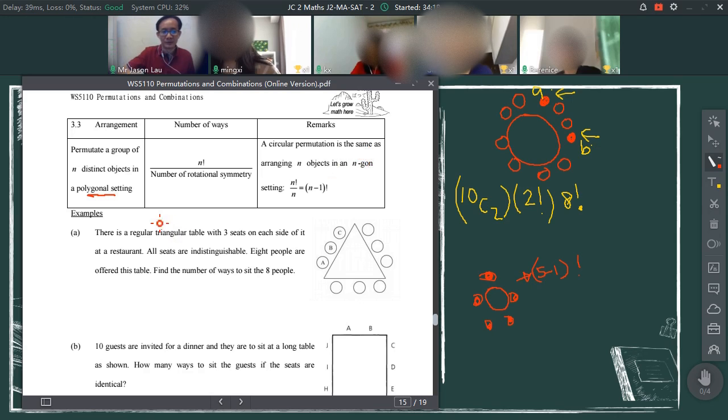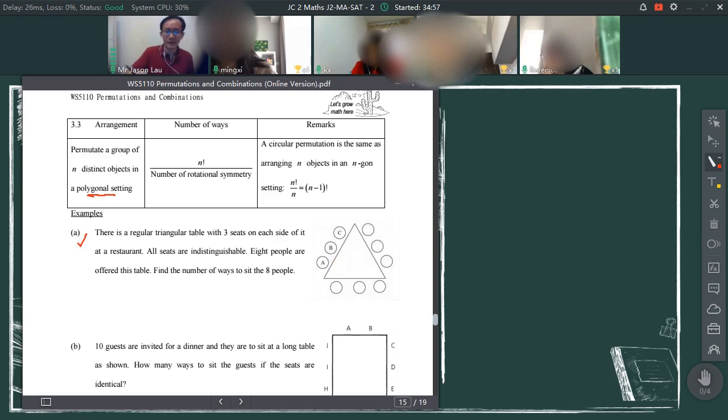For example, part A. There's this regular triangular table with 3 seats as shown. Then 8 people are offered these seats. Find the number of ways to sit the 8 people. Don't care about the ABC. I just copied and pasted the picture from the internet. I wanted to draw a table, but it's very time consuming. So you want to sit 8 people, 8, not 9, among the seats. So how to do it?